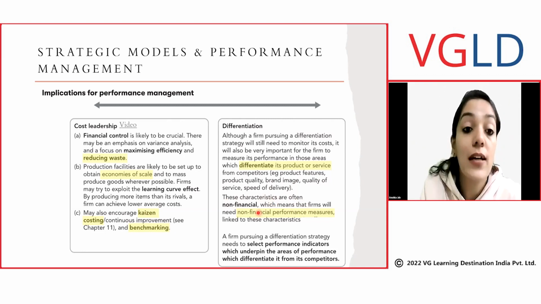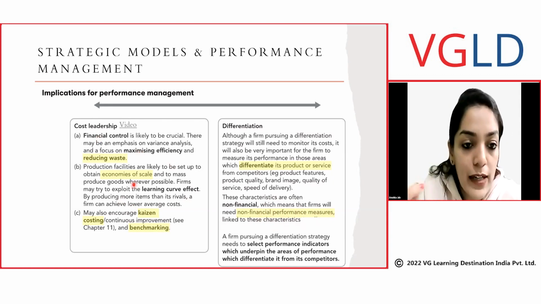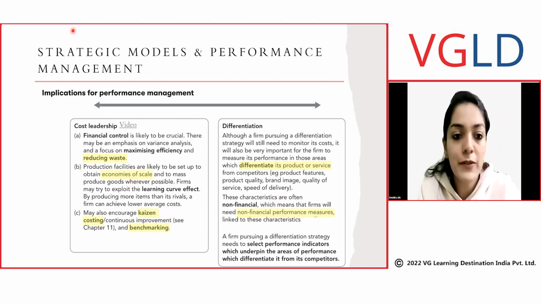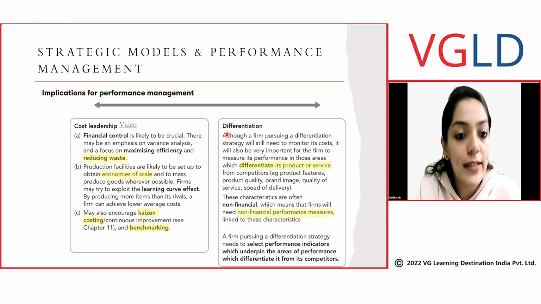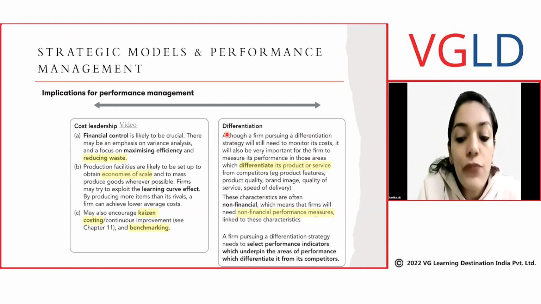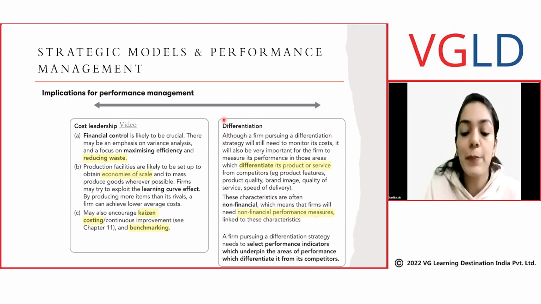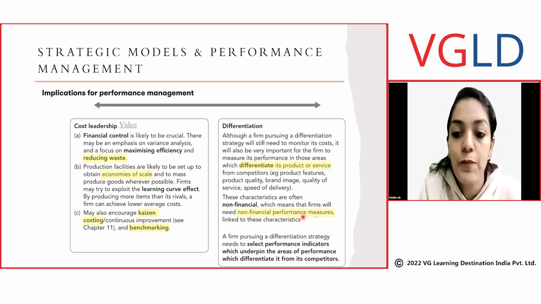These characteristics are often non-financial, which means that firms will need non-financial performance measures linked to these characteristics. So here you've seen that it's mostly financial factors which you're considering. But in case of a differentiation strategy, the way to know whether or not you are differentiating from the competitor, characteristics are mostly going to be non-financial in nature. Pursuing a differentiation strategy needs to select performance indicators which underpin the areas of performance which differentiate it from the competitors. So the focus of performance management or performance measurement here will be on those features which differentiate them from the competitors. Okay.